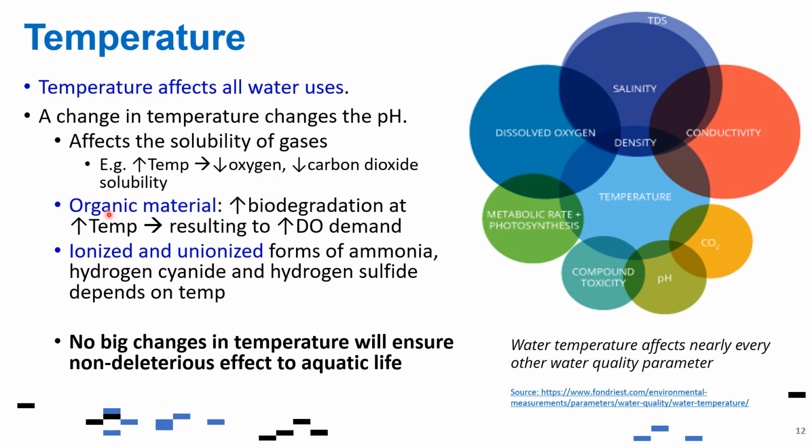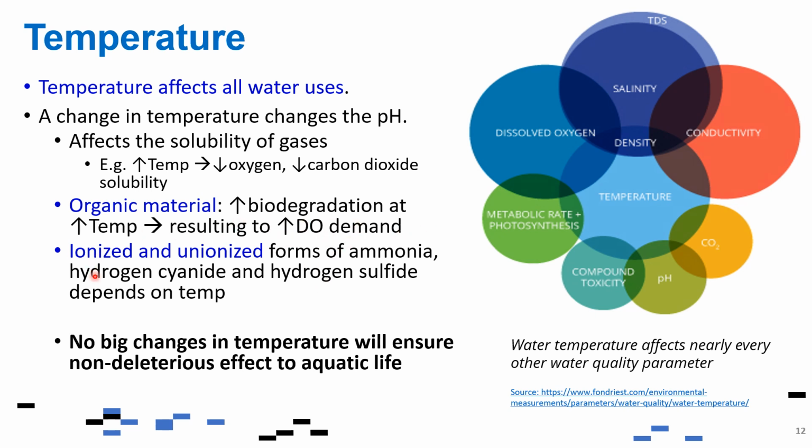Another thing is with regards to organic material. There will be an increase of biodegradation, and when you have an increase of temperature, it will result in an increase of dissolved oxygen demand. It means that bacteria will be more active now, and they need more oxygen to degrade the organic materials. So in this case, more dissolved oxygen will be needed, and the demand will be much higher because of such an event. So that's why it will also change the way the system works.